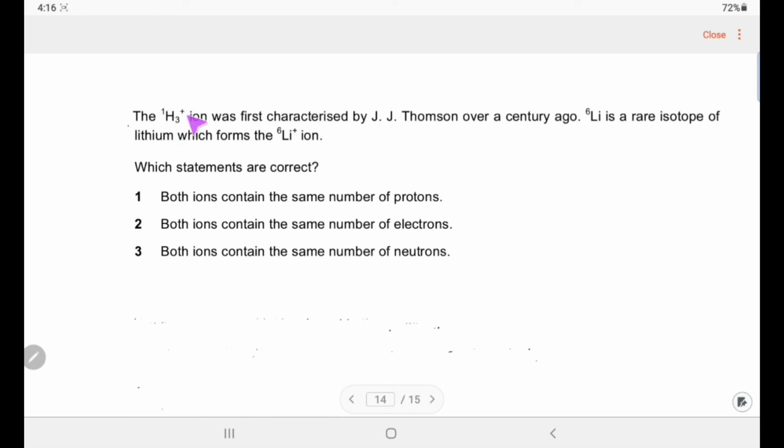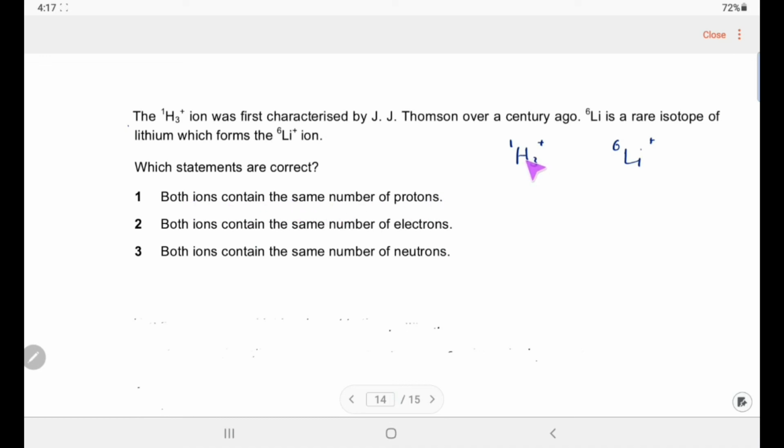The hydrogen 3 positive ion was first characterized by J.J. Thomson over a century ago. Lithium 6 is a rare isotope of lithium which forms the lithium positive ion. Which statements are correct? Both ions contain the same number of protons. So let's see for protons. This is H3 positive and lithium positive. Its mass number is 6 and H3 has nucleon number of 1.